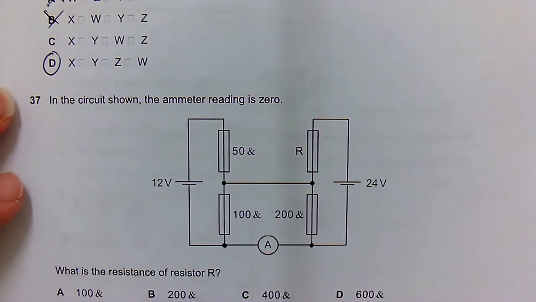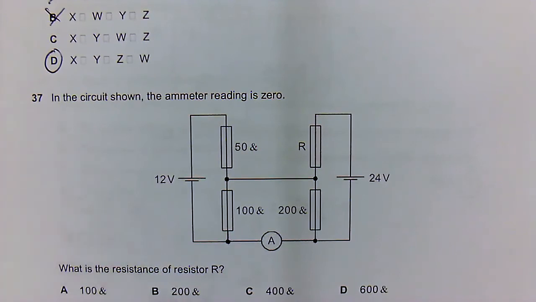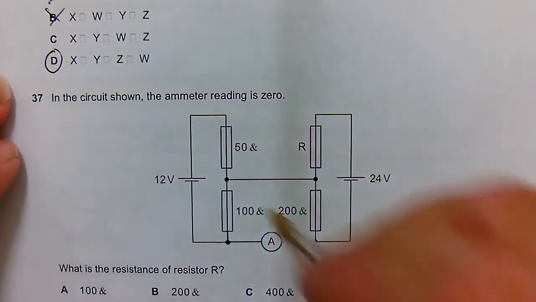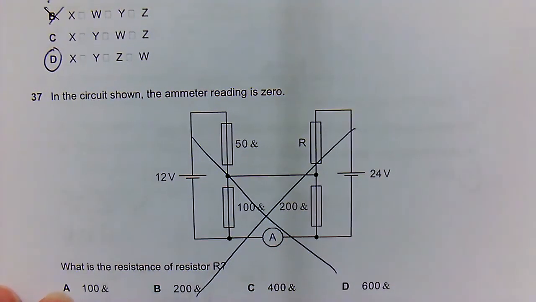The next one, 37, about the circuit, the current and the ammeter reading. I think this has not come out correctly either, so I would ignore that one. It's not come out of the question generator correctly.